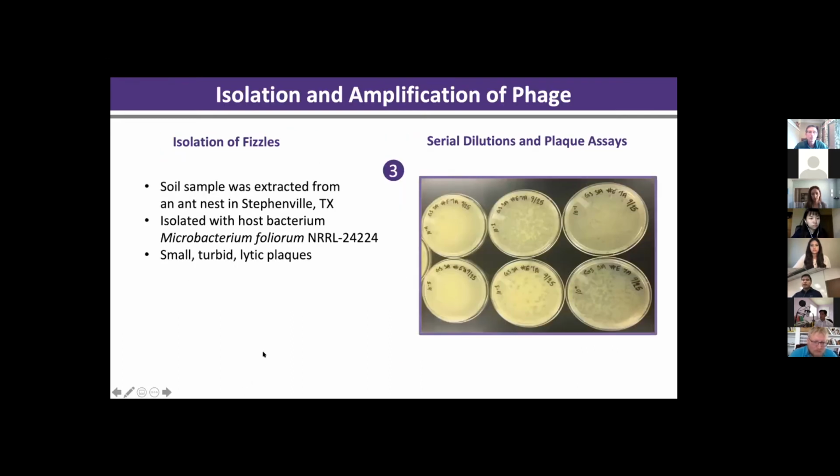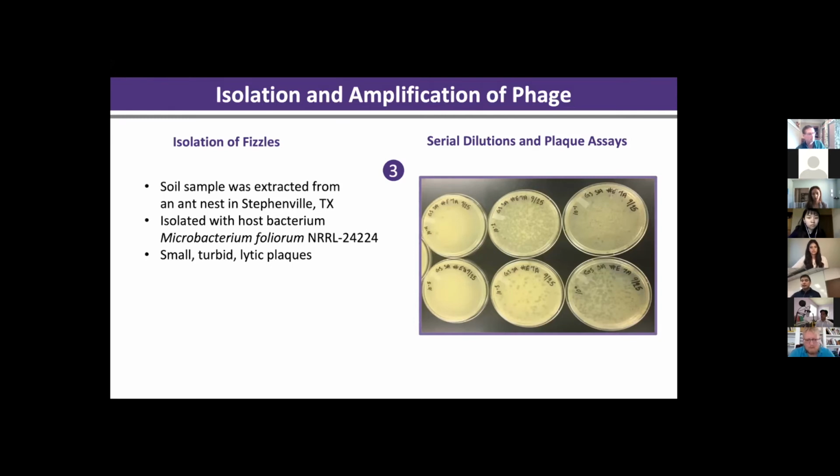The isolation of Fizzles began by collecting a soil sample from an ant nest in Stimulio, Texas. This was followed by direct isolation using liquid media to extract the phage from microbes and particulate matter in the soil sample and filtering it through a 0.2 micrometer syringe filter. Using host bacteria, Mycobacterium foliorum, a plaque assay was performed to visually confirm the presence of a phage particle in the sample. This was done by mixing the host bacterium with the liquid sample and growing on agar plates for 24 hours.